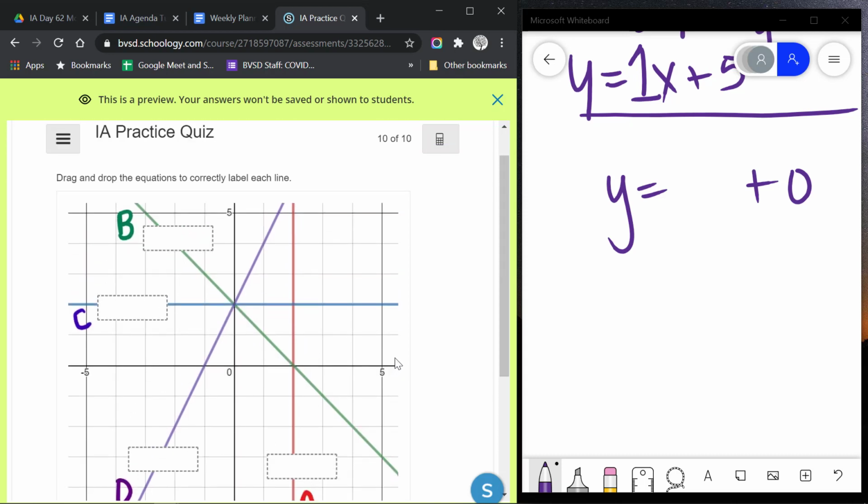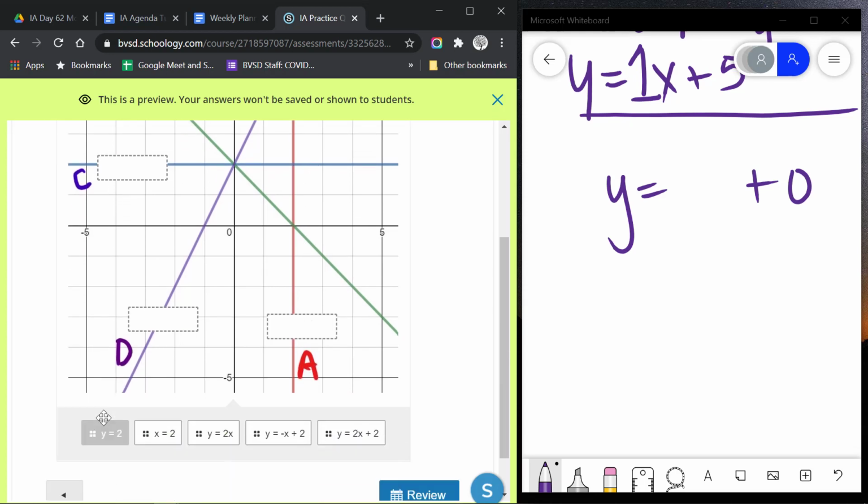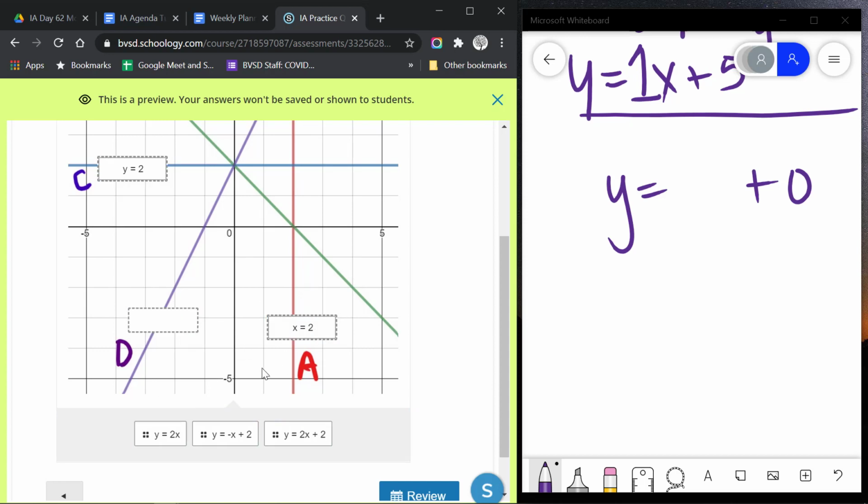All right, this time, let's see, line C, that's that horizontal line, right? Y is 2 no matter what x is, so I can fill that one in. Aha, now this line A, x is 2. Every point on this has an x-coordinate of 2 no matter what y is. So those are two pretty easy matches.